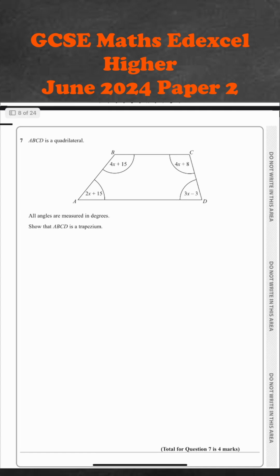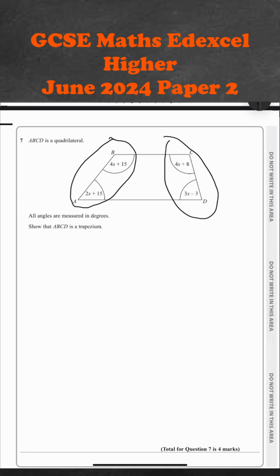Question 7. ABCD is a quadrilateral. All angles are measured in degrees. Show that ABCD is a trapezium. In order to be a trapezium, these two angles and these two angles both must add up to 180 degrees. It's a quadrilateral, so we know that all four angles added together add up to 360 degrees. So I'm going to use that to get my answer.